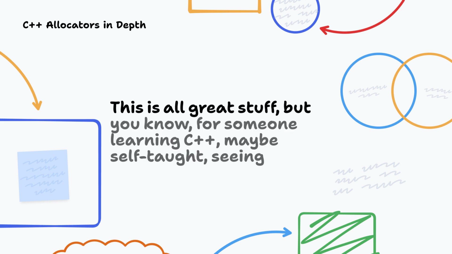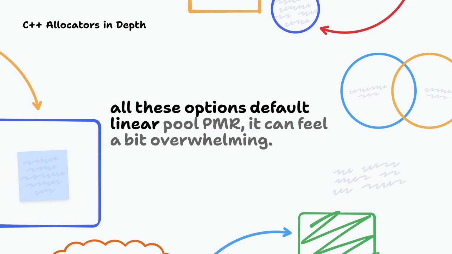This is all great stuff, but for someone learning C++, maybe self-taught, seeing all these options, default, linear, pool, PMR, can feel a bit overwhelming.